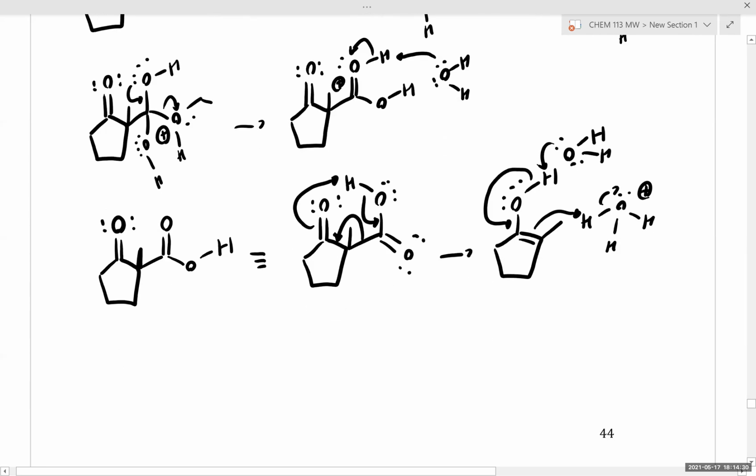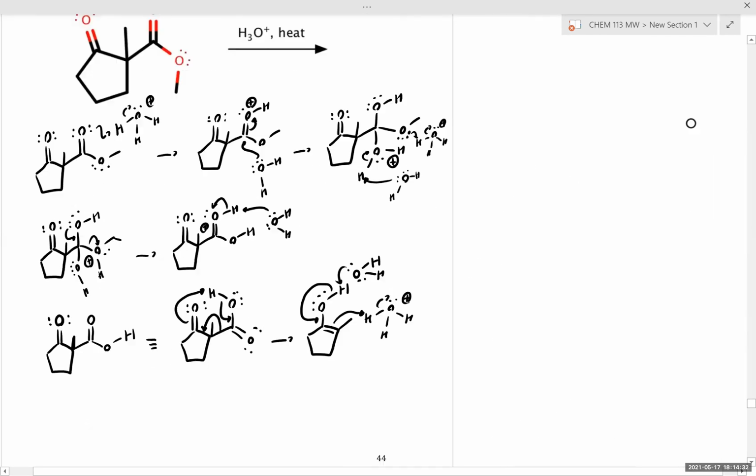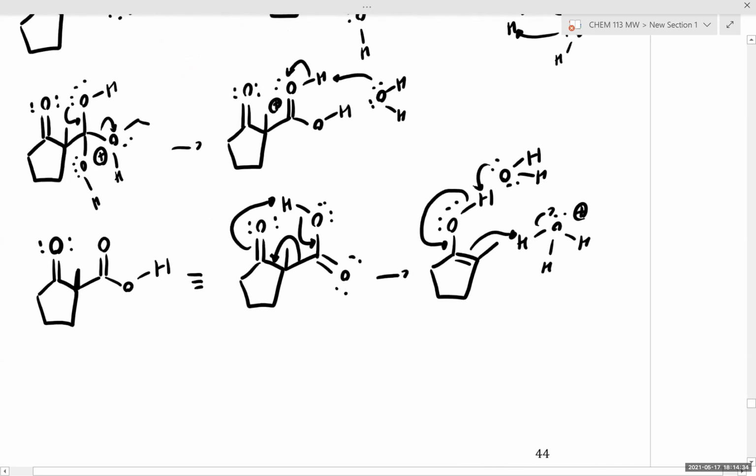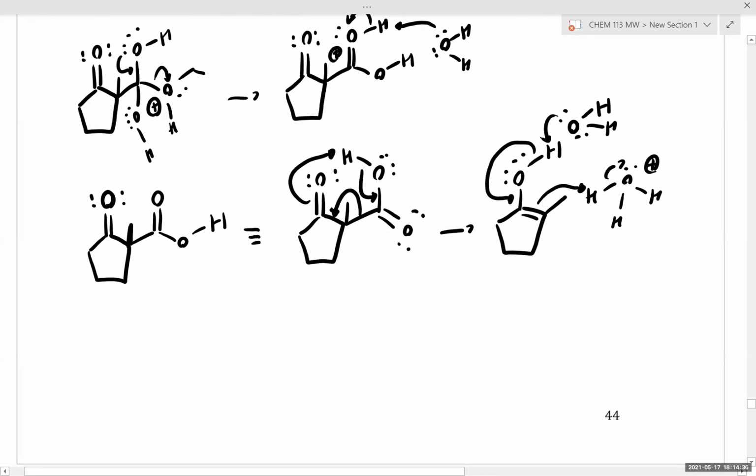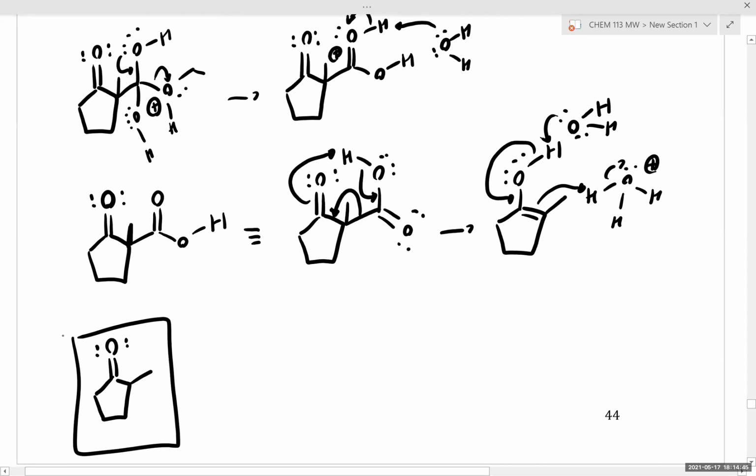And that in turn gives us our neutral isolable alpha substituted ketone. Does this mechanism make sense to everyone? Any questions on this mechanism before we move on?